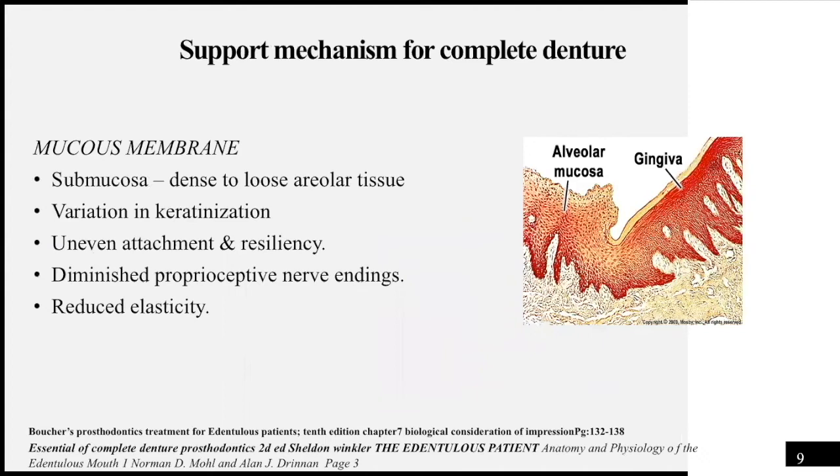The support mechanism for the complete denture is made up of the bone and covering mucosa. The mucosa, which is stratified squamous epithelium, is highly keratinized. There is variability in the thickness and contents of the submucosa, as well as variation in keratinization. Therefore, there is uneven attachment and keratinization. There are diminished proprioceptive nerve endings and reduced elasticity. Age plays an important role in the ability of the oral mucosa to recover from compression.